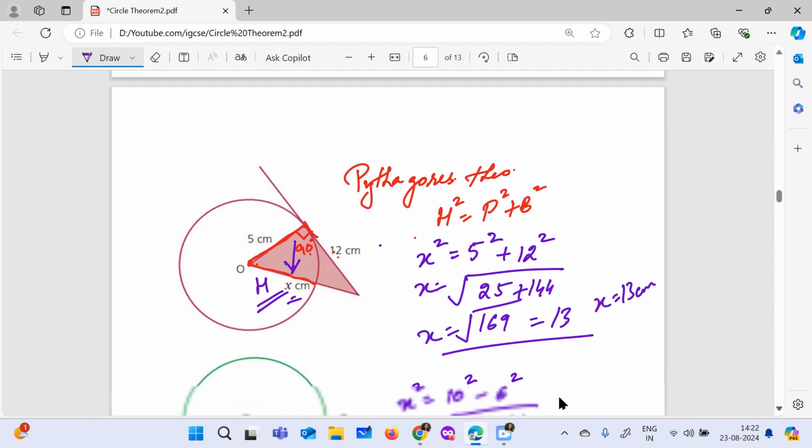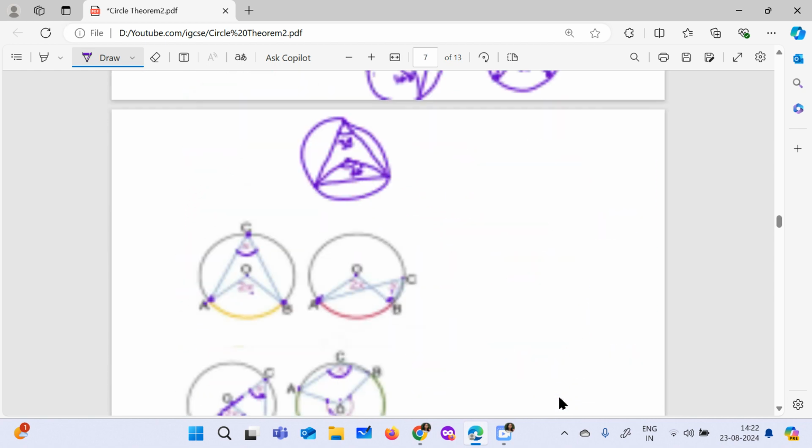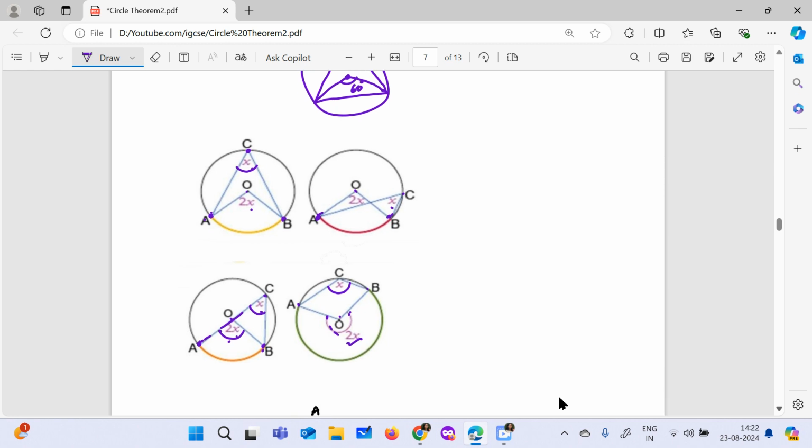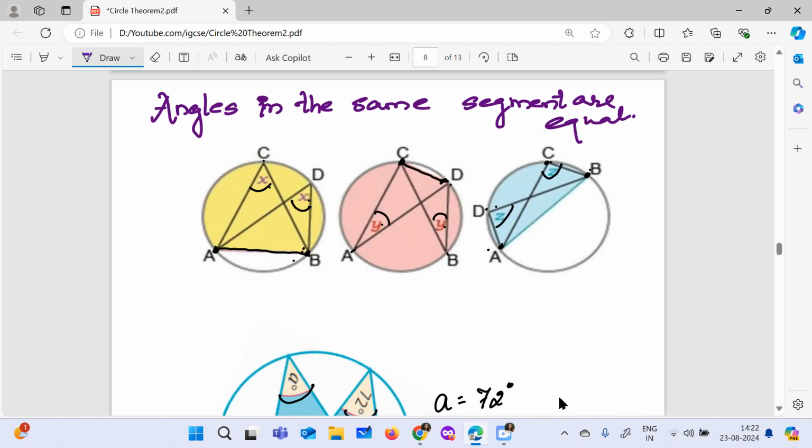So now we will do the alternate segment theorem and theorems related to the cyclic quadrilateral in a circle. Okay, so let's see that.